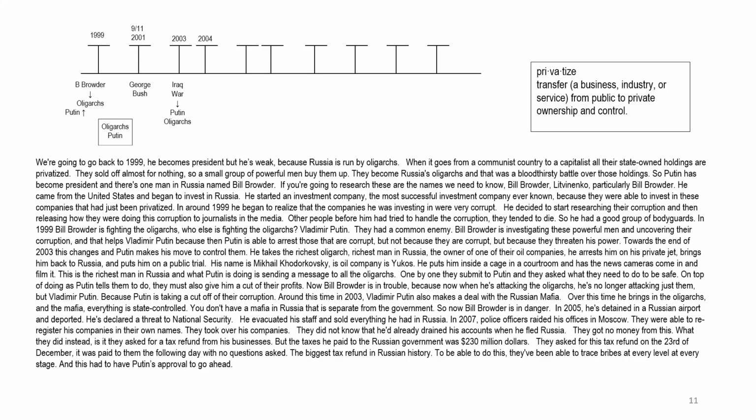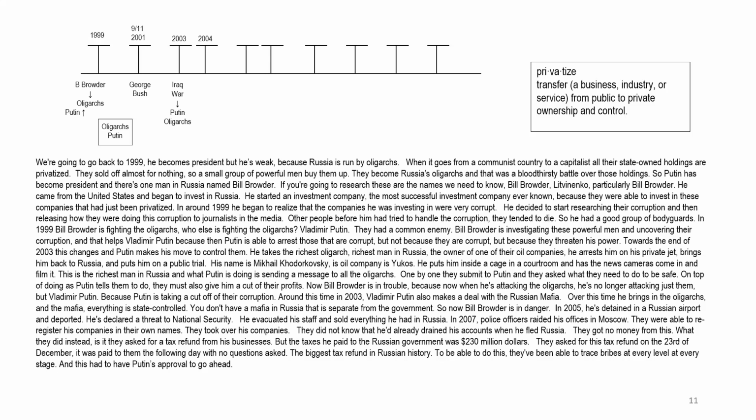And what Putin is doing is sending a message to all the oligarchs. One by one, they submit to Putin and they ask what they need to do to be safe. On top of doing as Putin tells them to do, they must also give him a cut of their profits. Now Bill Browder is in trouble, because now when he's attacking the oligarchs, he's no longer attacking just them, but Vladimir Putin. Because Putin is taking a cut off their corruption.